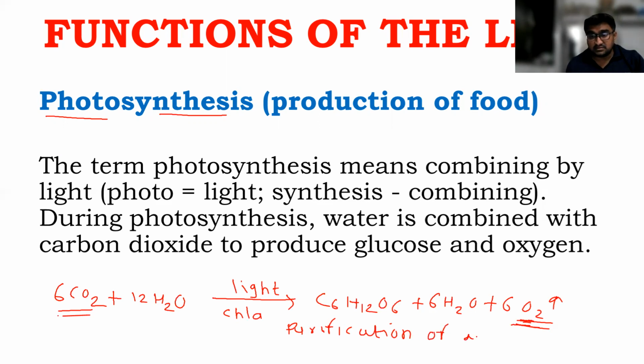Purification of air is also one of the important functions of the leaves. So this was the equation for photosynthesis. In case of photosynthesis, from carbon dioxide and water in presence of sunlight, there is a synthesis of glucose, and the glucose is stored in the plants in the form of starch, and the oxygen that is released into the atmosphere is used as a breathing gas. It is very important for the survival of different animals.